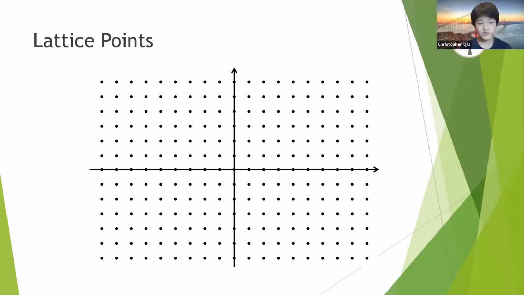For example, the point (-2, 5) would be a lattice point because both of its coordinates are integers, but the point (-2, 9/2) is not a lattice point because its y coordinate, 9/2, is not an integer. For today, we'll focus on square lattices.